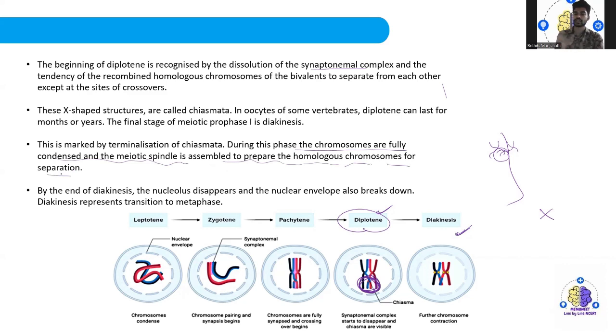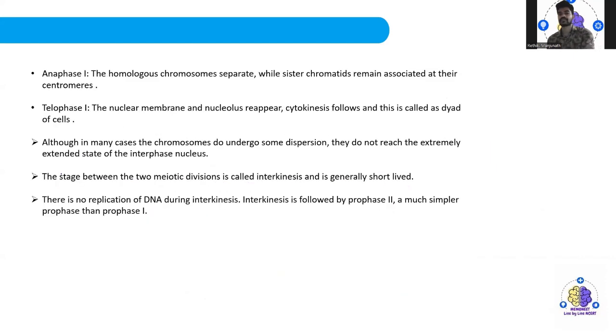So now in this process, you will see the complete separation of the homologous chromosomes which have been attached. By the end of the diakinesis, what happens? The nucleus disappears and the nuclear membrane, the envelope, also breaks down, and the diakinesis represents the transition to the metaphase. Okay.